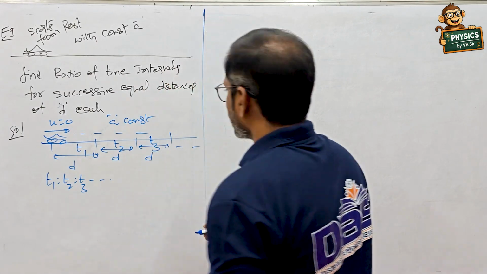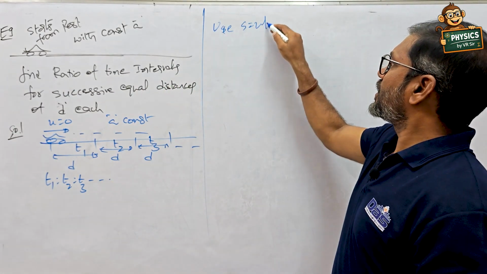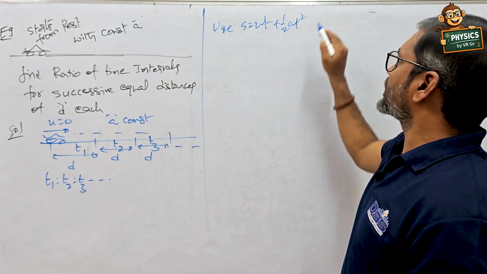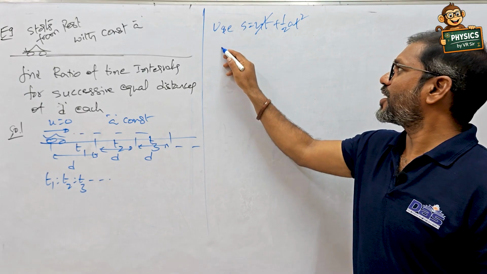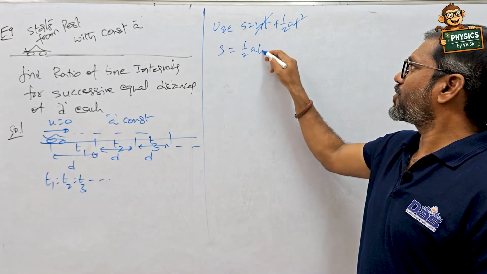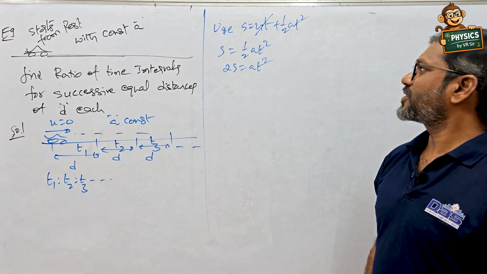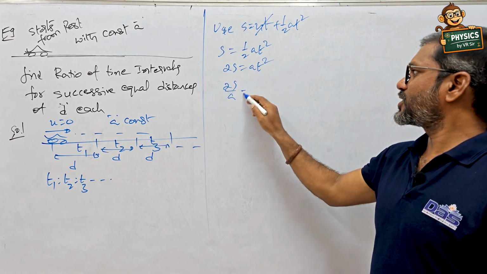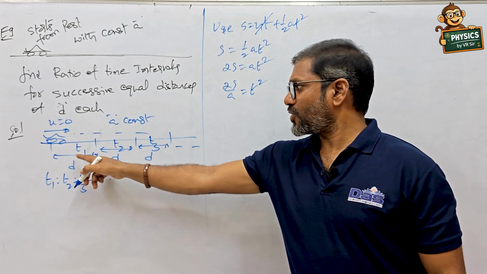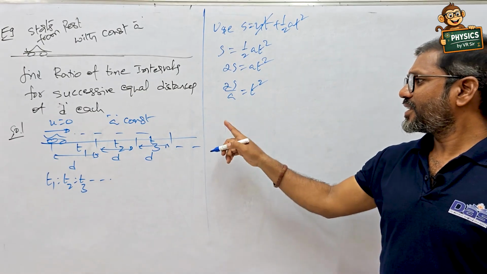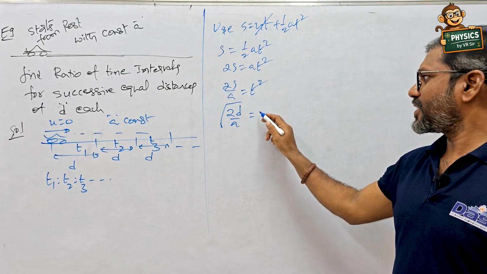Now how can we deal with this? What formula can we use? Use s = ut + half at square. Now initial velocity is 0, no? Because it starts from rest. So s = half at square, and 2s = at square, and 2s by a = t square. Now here, successive equal intervals of distance, each d. Therefore we can write t = root over 2d by a.